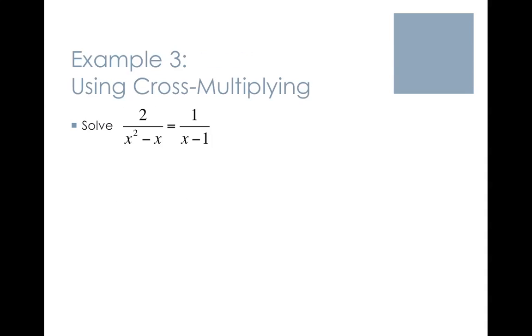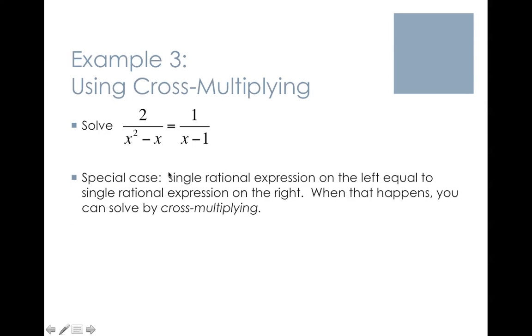Now let's go through one more type of example, and in this case we're doing a little different approach. We're going to use cross multiplying because this equation, when you look at it, is a special case of rational equations. This is a case where we have a single rational expression on the left equal to a single rational expression on the right.